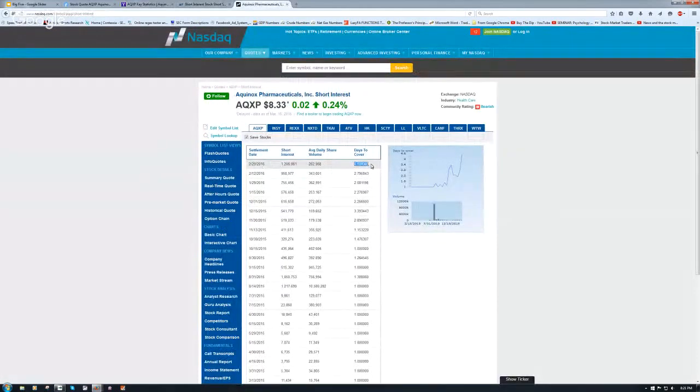The other thing that you can do, and which Nasdaq does for you by themselves, is calculate what's called the days to cover. The days to cover is based on the average daily volume of the stock. So in this case, it's got 1.2 million shares held short. On average, it trades 262,968 shares per day. So that would mean that if all of these shares were to be covered, it would take 4.58 days to do that.